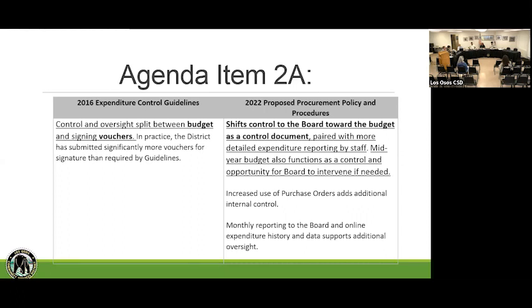Under our current guidelines, the oversight, it splits between the budget and signing vouchers, which Matthew was doing right before now. That's one of our checks and balances, plus me signing vouchers. But we do have the budget as a guiding document. But what we want to do is shift control over to the board and the budget and have that as the control document. So paired with more detailed expenditure reporting by us, mid-year budget review, and then of course our monthly reviews with the Finance Committee, we want to make sure that's more robust as we move forward, and I'll explain why in a minute here.